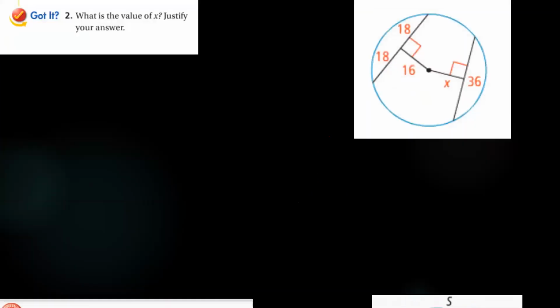Okay. Now, let's solve Got it 2. Now, before that, the others now. Problem 2, is it clear? Yes, teacher. Okay, now let's solve Got it 2 here.